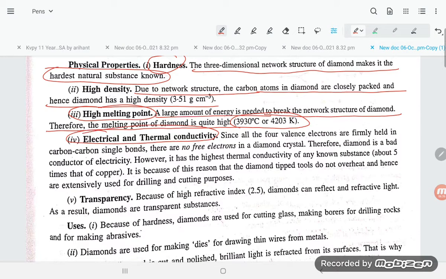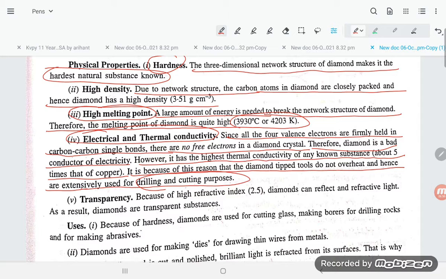Electrical and thermal conductivity: since all four valence electrons are held in carbon-carbon single bonds, there are no free electrons in a diamond crystal. Therefore, diamond is a bad conductor of electricity. However, it has the highest thermal conductivity of any known substance, about 5 times that of copper. It is because of this reason that diamond-tipped tools do not overheat and hence are extensively used for drilling and cutting purposes.